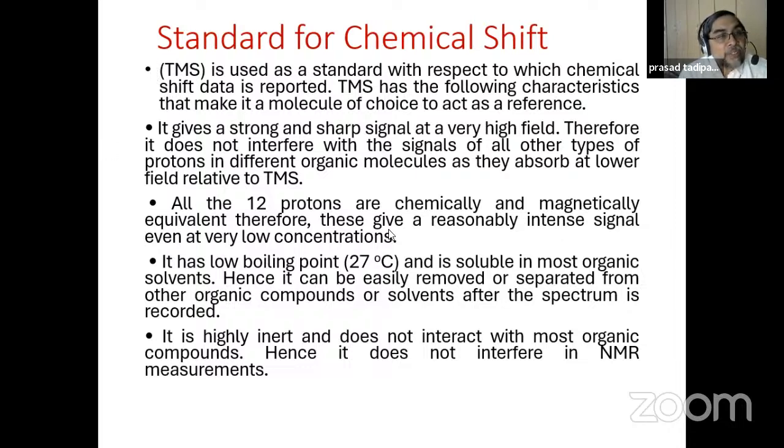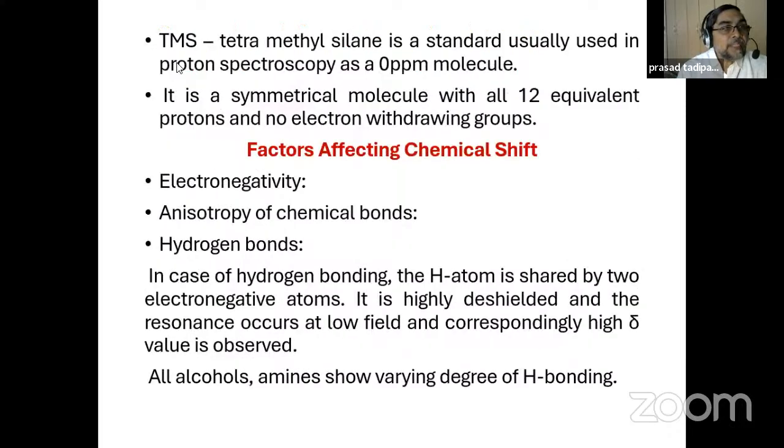So why are we using TMS as a standard? It has a low boiling point, all the protons are magnetically equivalent, and it absorbs at a higher field. These are the three important aspects. Another is that it is highly inert, so it is not going to react with any compounds. These are all the important characteristics for which we use TMS as a standard for chemical shift.